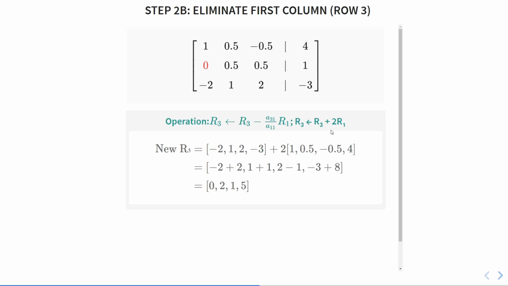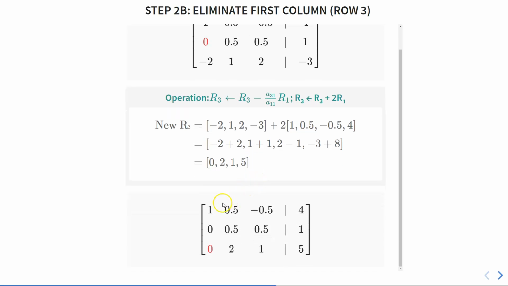So if I do that, the new R3 will be, we have old R3 minus 2, 1, 2, minus 3, then plus 2R1, 2, 1, minus 1, 8. So now after doing that operation, we will get the new R3, that is 0, 2, 1, 5. So now if I write that matrix, the matrix will be 1, 0.5, minus 0.5, 4, 0, 0.5, 0.5, 1, 0, 2, 1, 5. Now this is my new matrix.